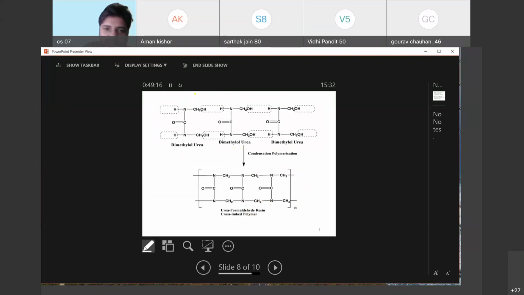So it's a very simple reaction. If you see here, we have one molecule of dimethylol urea here. This is our second dimethylol urea, and this is our third methylol urea. Okay, so different monomeric species of dimethylol urea undergo a condensation reaction here.